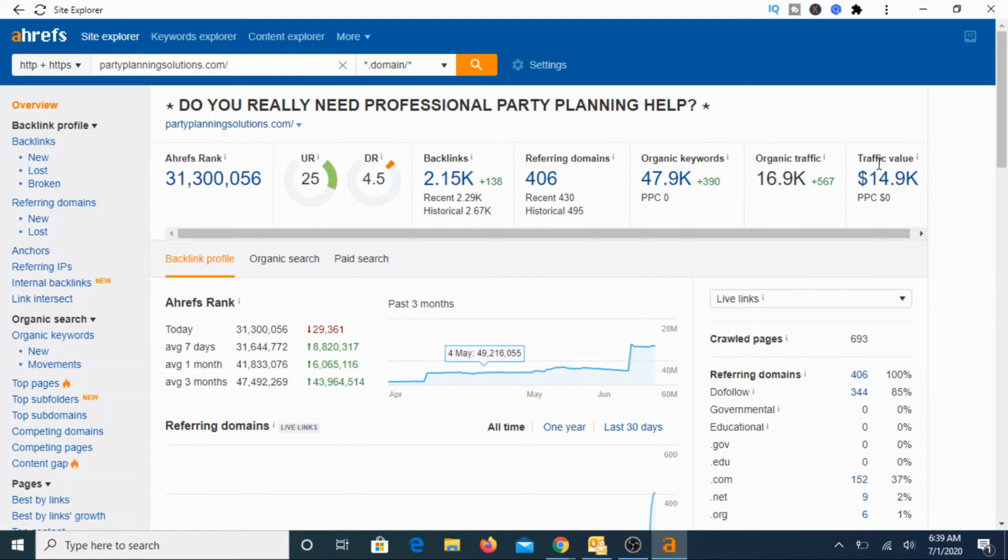There is one label you can see here, traffic value. What is traffic value? You can read here: the estimated value of your target's monthly organic search traffic. That means if you properly monetize the traffic this particular website is attracting, this website has the potential to earn about 14.9k US dollars per month. Understood? So nearly 15k US dollars per month if you properly optimize.